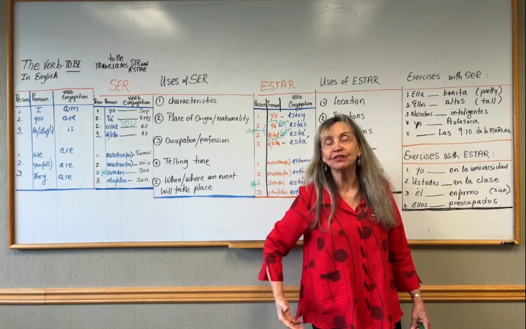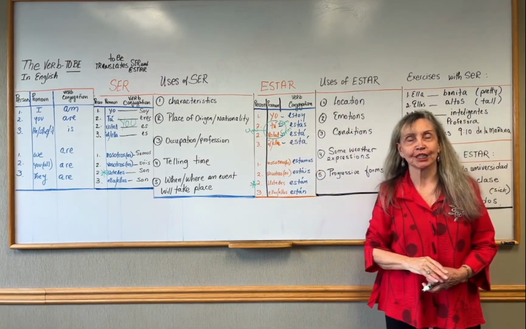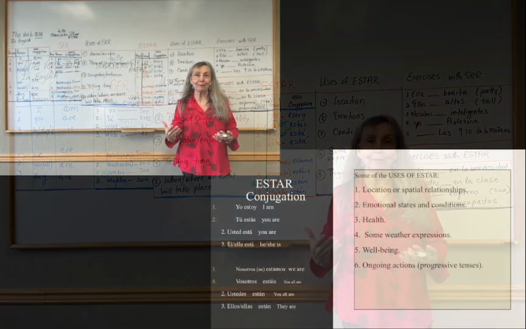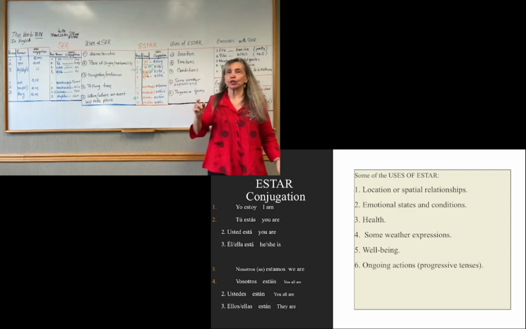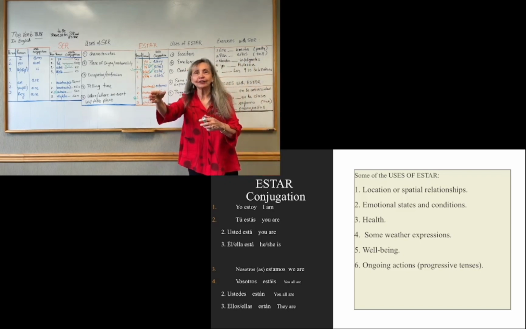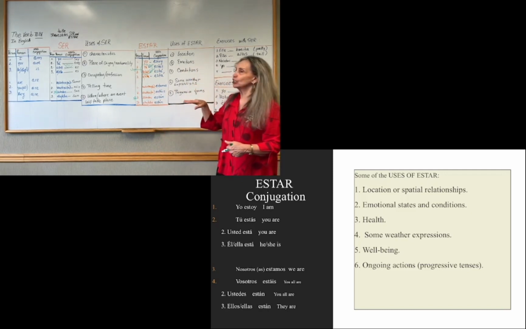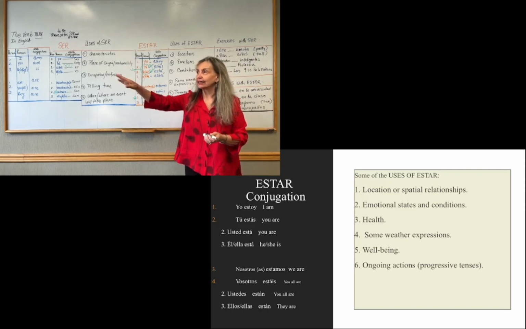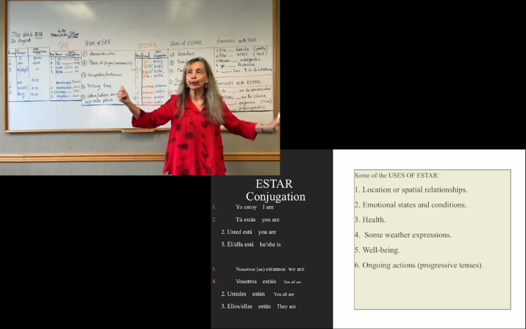What are the uses of estar? You use estar for location. La universidad está en Melbourne, Florida. Emotions. Ellos están contentos hoy. Conditions. La puerta está cerca de la ventana. The door is close to the window.